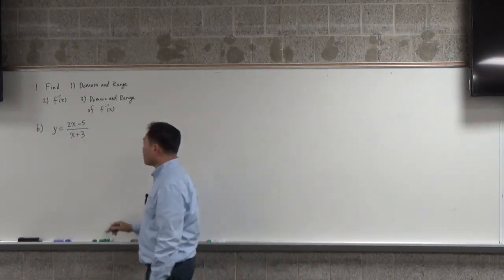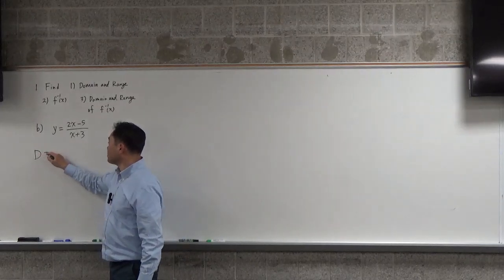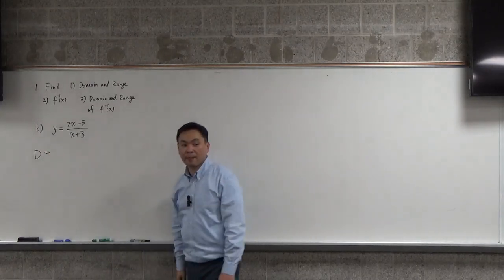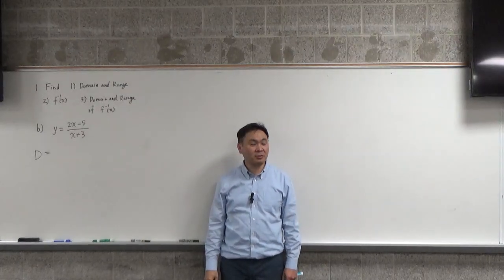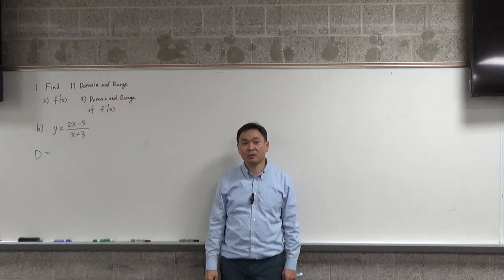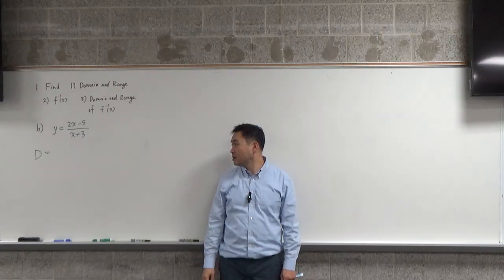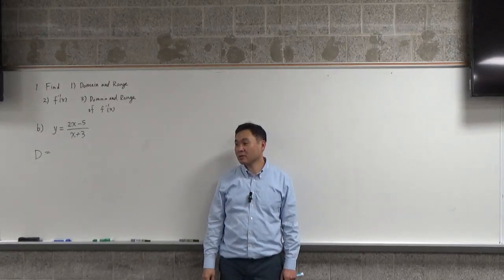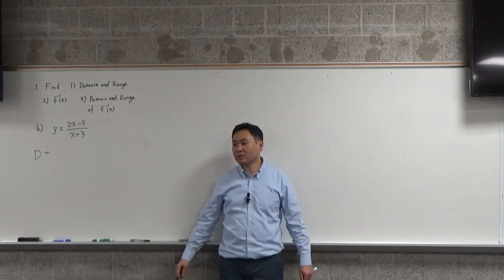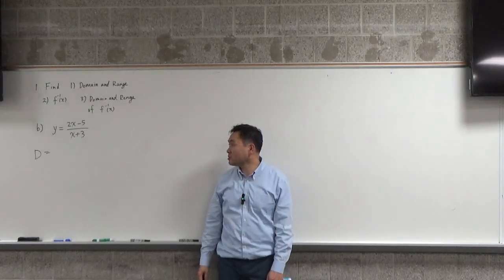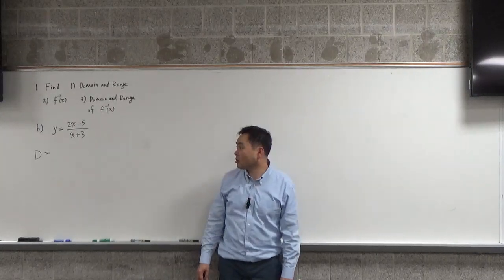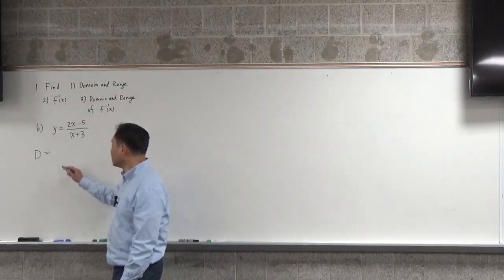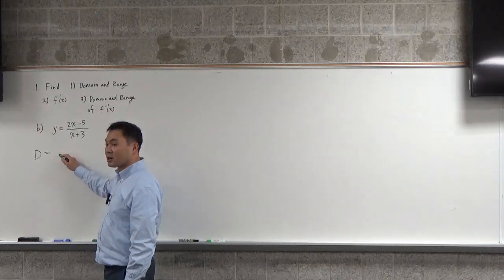Okay, let's figure out the domain of this function. What's the domain of this function? You can see it has a fraction, right? So if it has a fraction, what do you know? You can't have 0 in the denominator. When is the denominator 0? When x is negative 3. So the domain is really anything but negative 3. How do you say that?